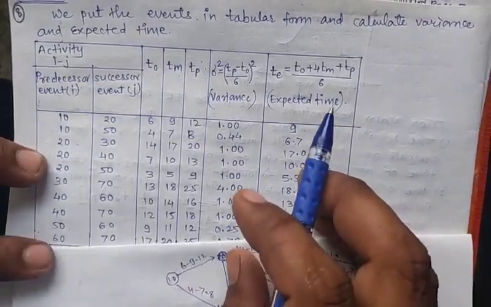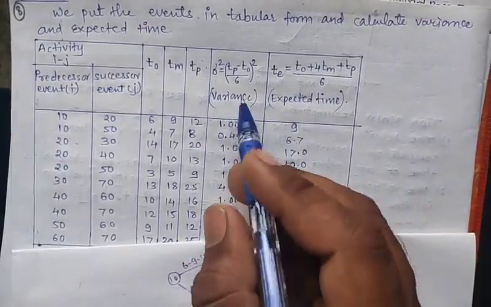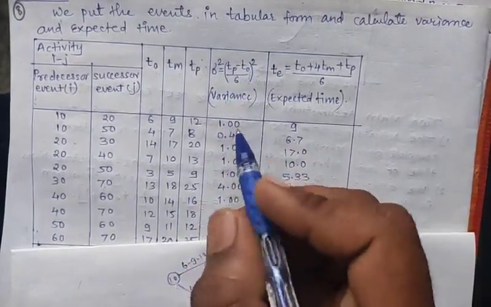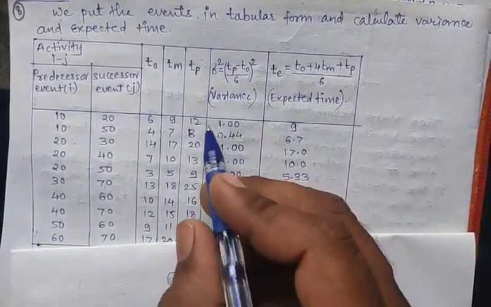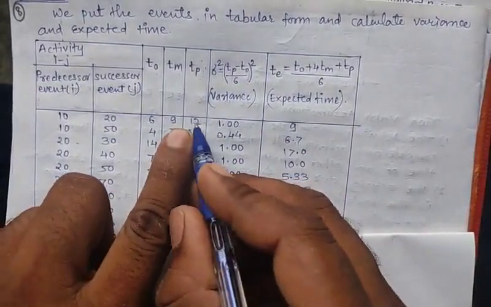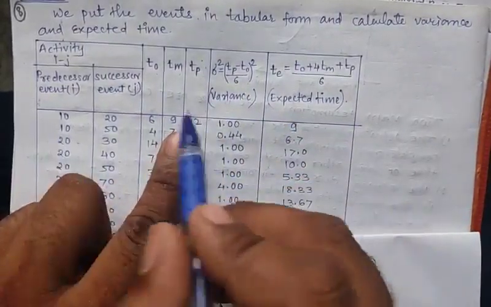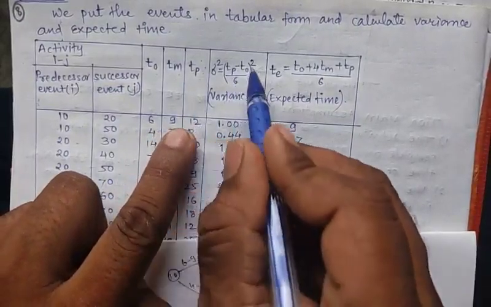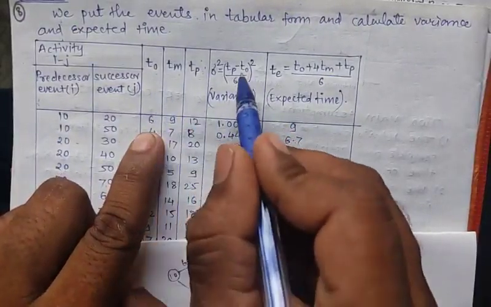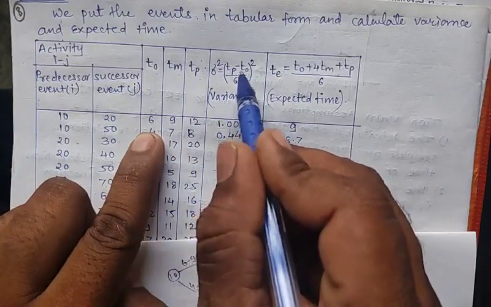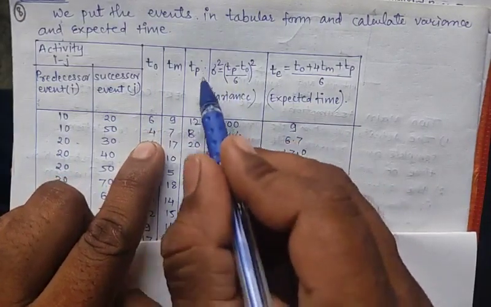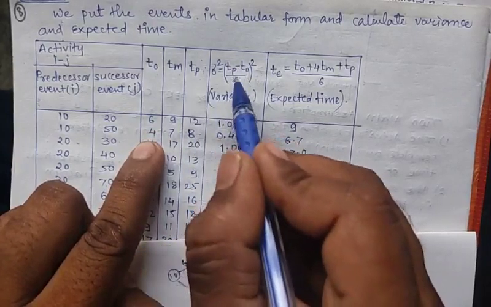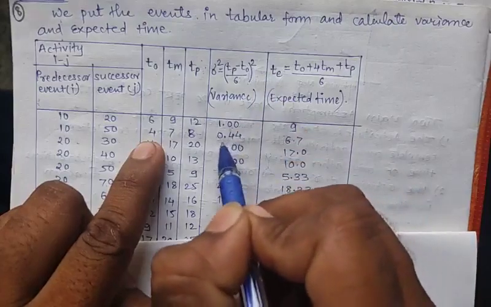Now calculate the variance. Variance is calculated using the formula sigma square is equal to Tp minus T naught upon 6, whole square. We calculate this value for each activity, 10 to 20, 10 to 50, and so on. Here 12 minus 6 upon 6, which is 1, and 1 square is again 1. Next 8 minus 4 is 4, 4 upon 6 whole square. After calculating it, we get 0.44.